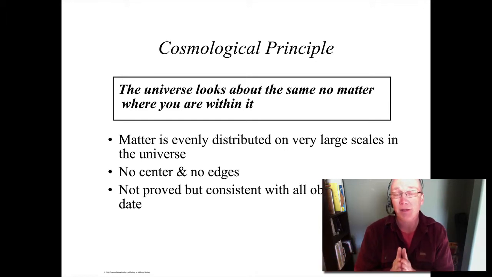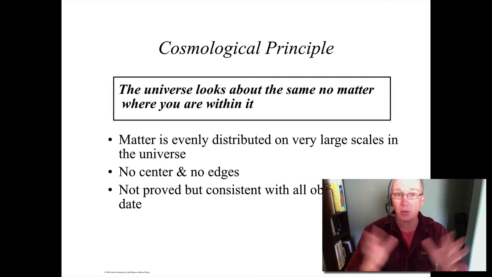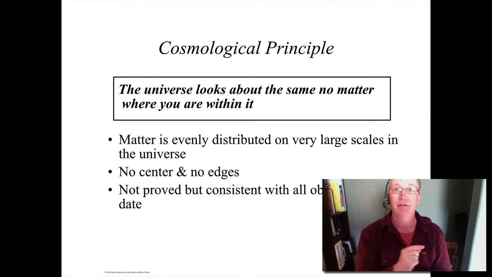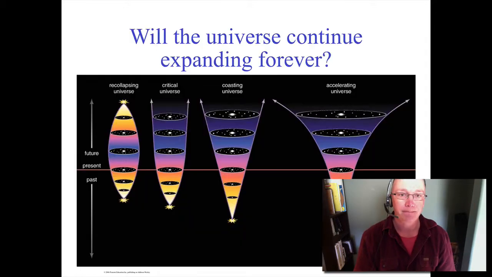The other thing we have to remember about the universe is that in addition to being homogeneous, in other words, evenly distributed everywhere, it's also isotropic, which means it's the same in every direction. Okay, so homogeneous means the same stuff is everywhere. Isotropic means it's the same in every single direction.